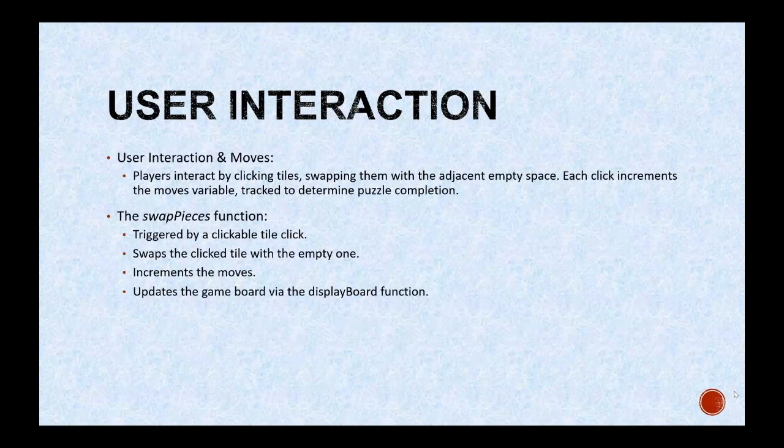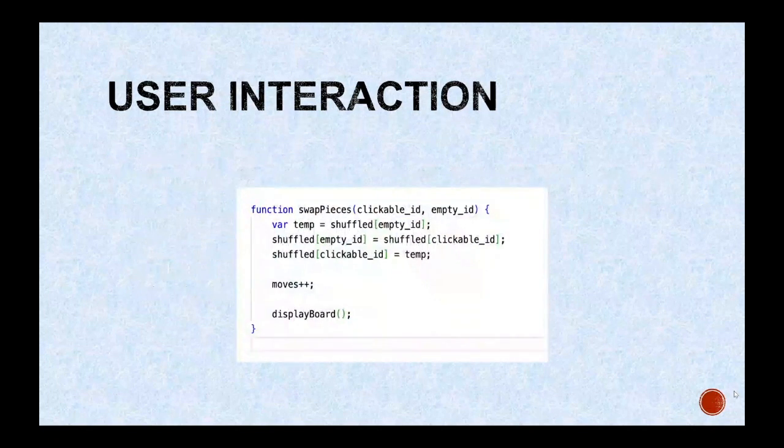Click events are handled by the swap piece function. The swap piece function is called when the clickable tile is clicked. It swaps the clicked tile with the empty tile, increments the moves variable, and calls the display board function to update the game board. And this is the code for the swap piece.